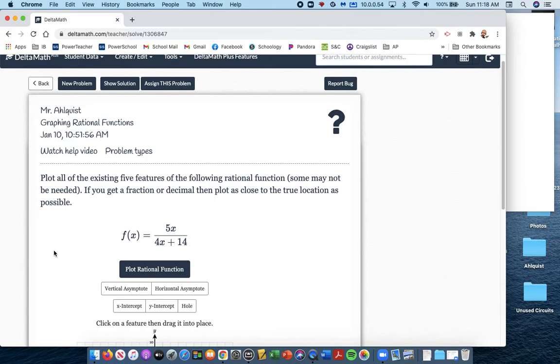And some may not be there, right? I mean, some of them might not be there, but we're going to figure out if they're there. And then what we're going to do is, if we get a fraction or a decimal, we're just going to put it as close to that true location as possible and then go from there. So I'm going to cover that up a little bit, but I'm going to keep it on there.